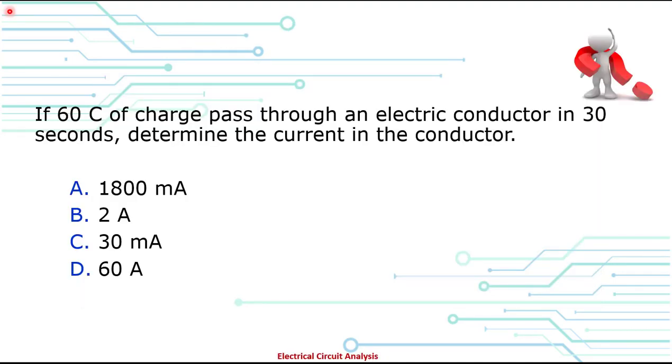Now we know about the relationship between current and charge, we can do a small quiz. If 60 coulombs of charge pass through an electric conductor in 30 seconds, determine the current in the conductor. Now we have 4 choices of answer.